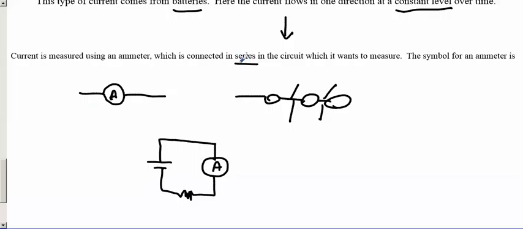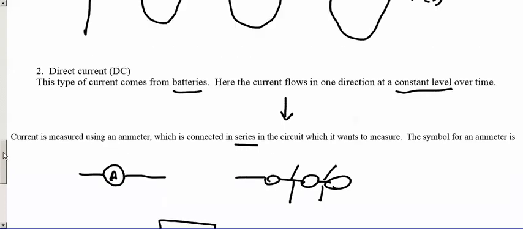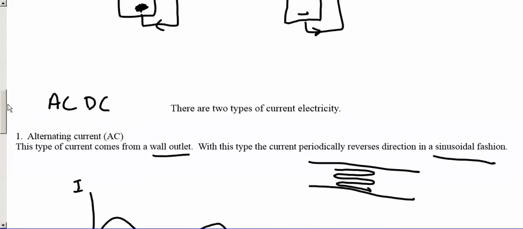Those of you who remember things about electricity, the other way to hook something up is in parallel, and we'll be talking about that in a minute. And that is our look at what electric current is. It's pretty straightforward.